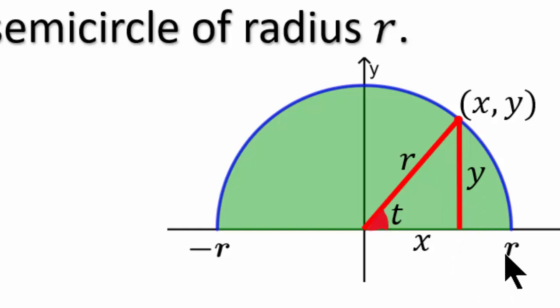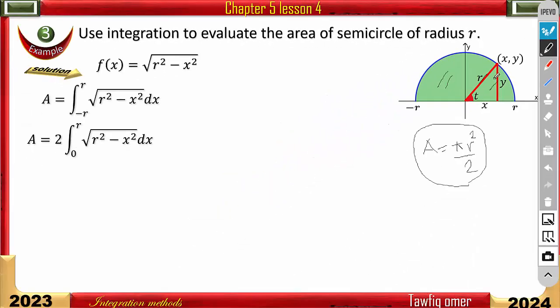And now cosine of this angle t is equal to x over r. And using cross multiplying, it becomes x is equal to r cosine t.